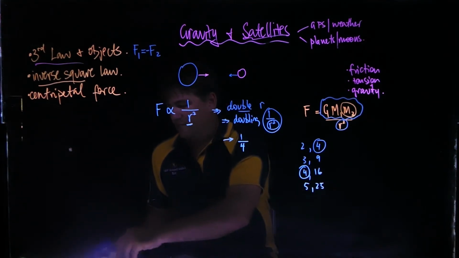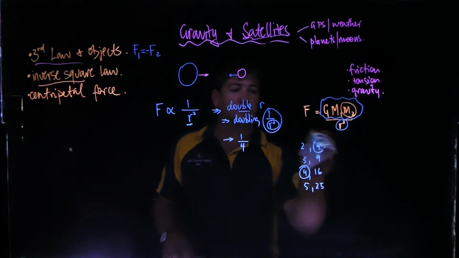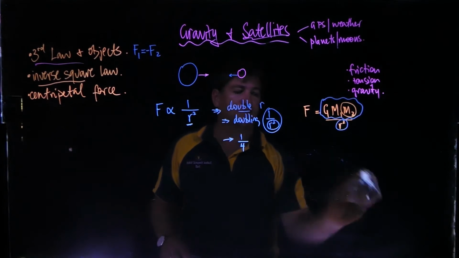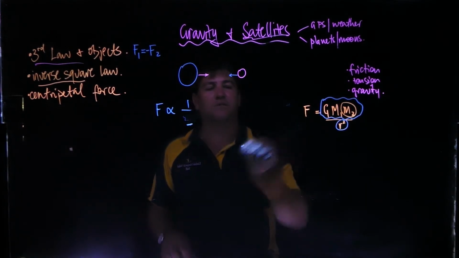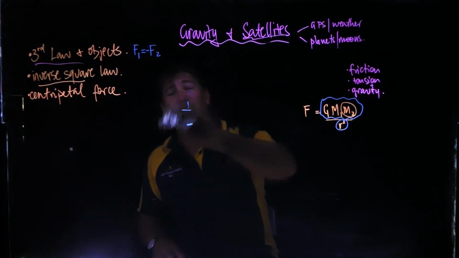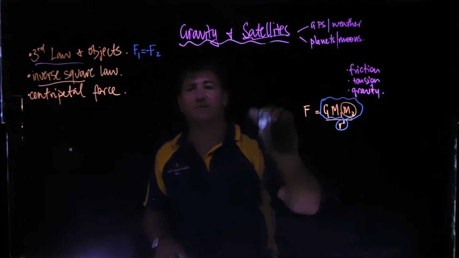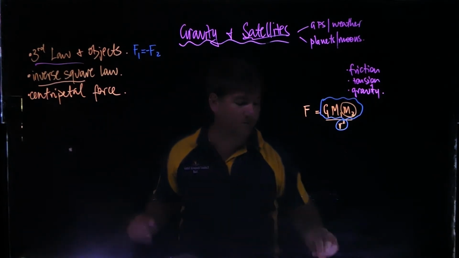Alright, the last part is a way to relate the centripetal force, where we're coming from with uniform circular motion, to gravity and satellites. So satellites all go in orbits. These orbits are supposed to be circular, but they're generally elliptical for planets in orbit, and for satellites that orbit the Earth, they're generally elliptical too.